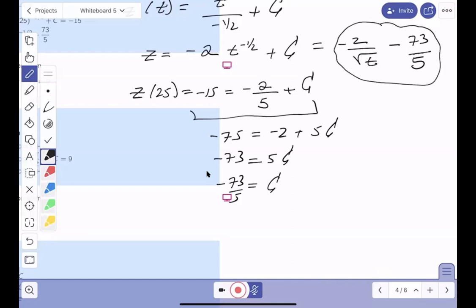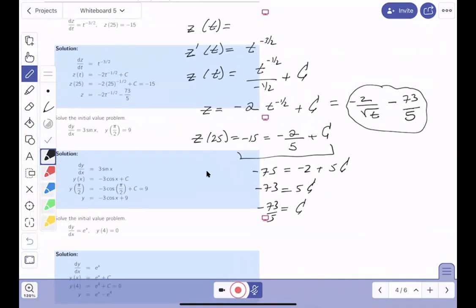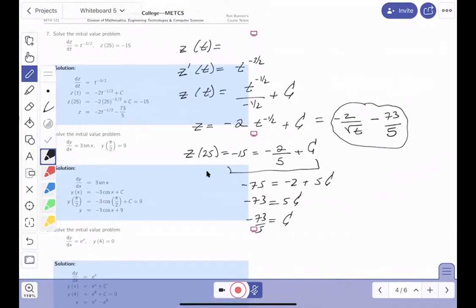And by the way, if I were on the exam, I'd say, I wonder if I did that right. Well, what I would do is I'd check it. And to check it, what do you have to do? You plug some numbers in over here. The first thing I like to do is z evaluated when t is 25, equal to minus 15. Let's take a look at that. What would you give here? I'm just checking. Minus 2, square root of 25 is 5, minus 73 over 5. So minus 75 over 5, minus 15 works out beautifully.